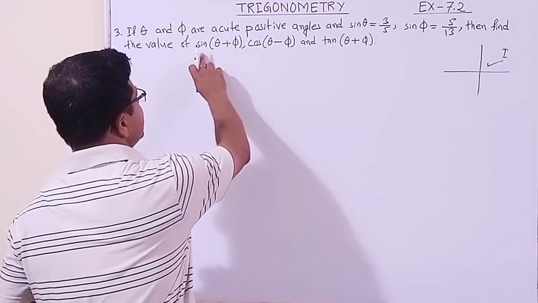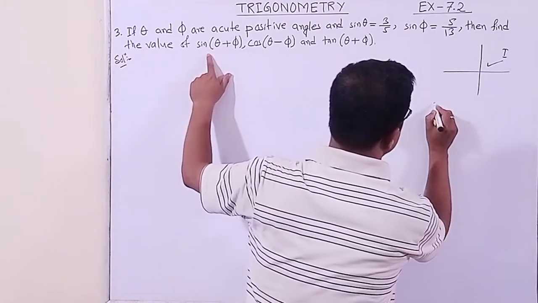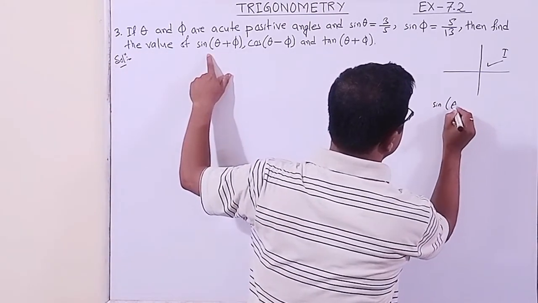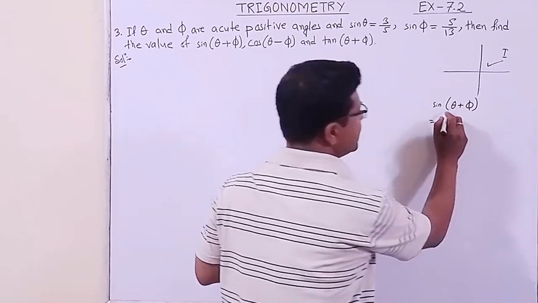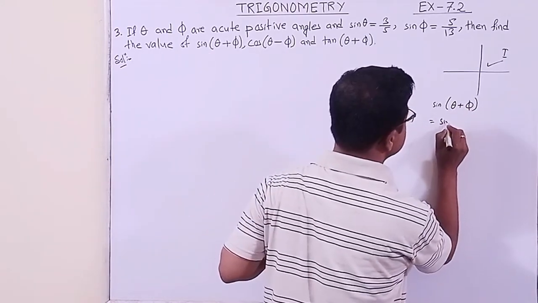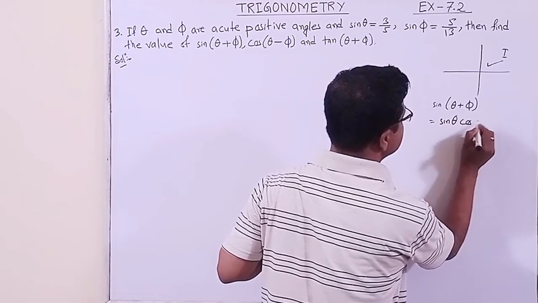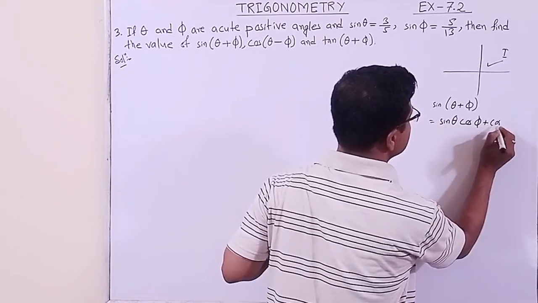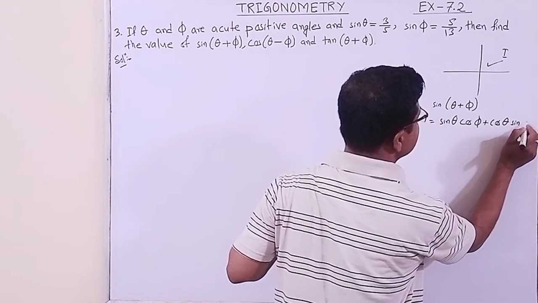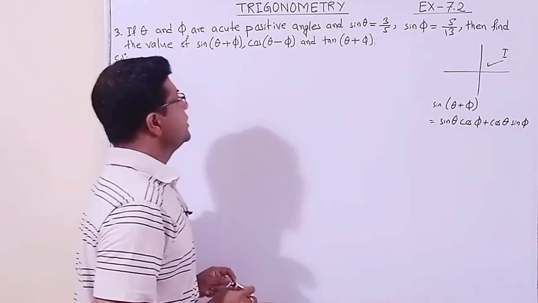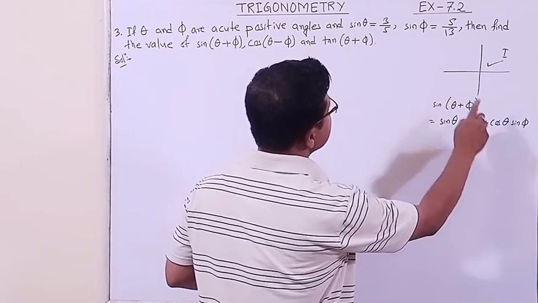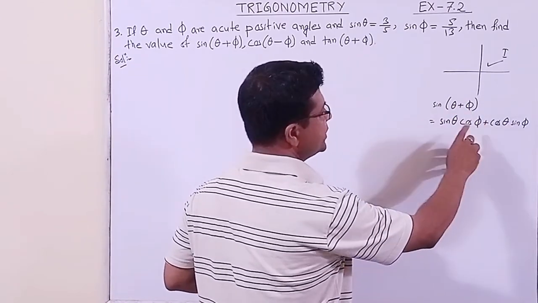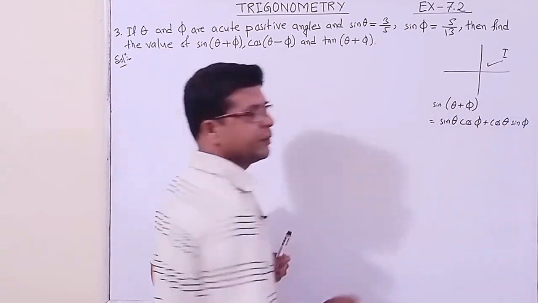And if we want to find it, let us see what is the formula. Sin of theta plus phi, what is the formula? Sin of A plus B. We know that this is sin A cos B plus cos A sin B. Here you see the value of sin theta and sin phi is given. That means cos theta and cos phi we have to find out.